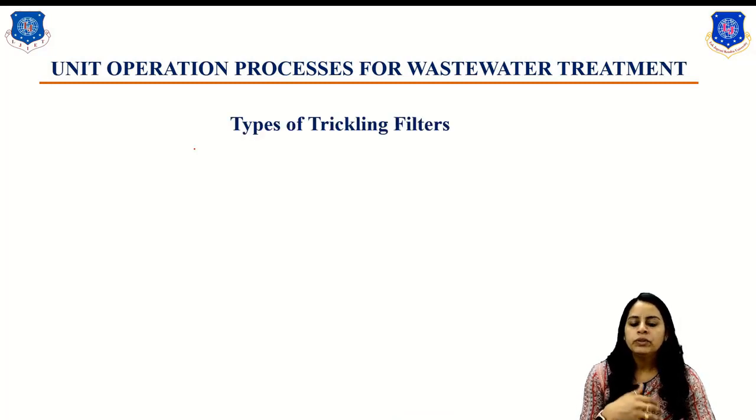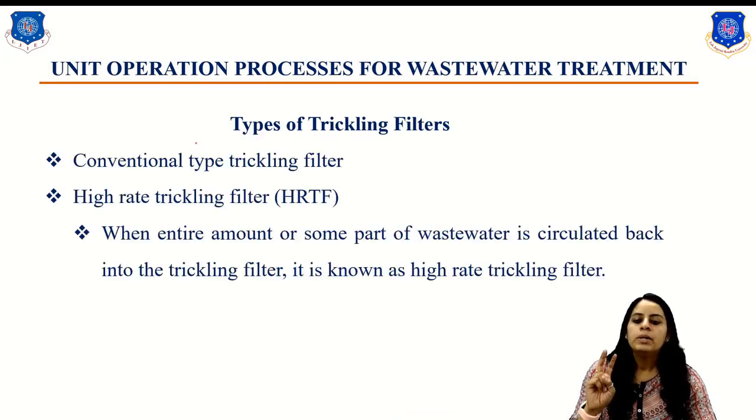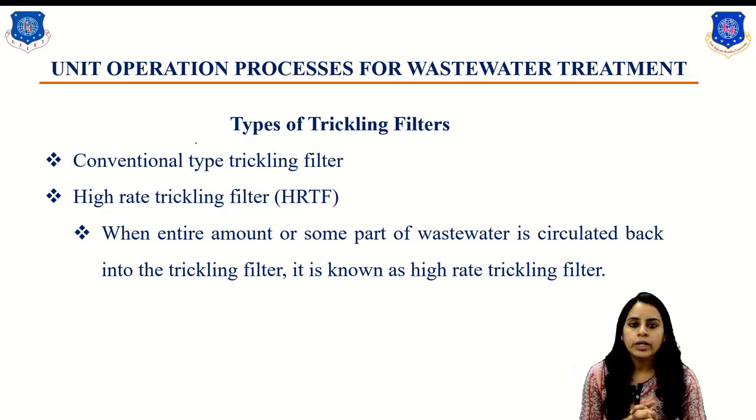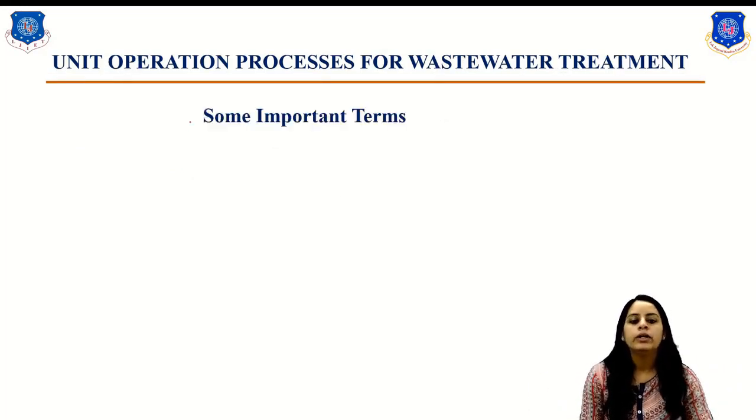Now the next one is the types of trickling filter. Basically, trickling filters are classified in two types: the first is the conventional trickling filter, and the second is the high rate trickling filter. When the entire amount or some part of the wastewater is circulated back into the trickling filter, it is known as a high rate trickling filter.